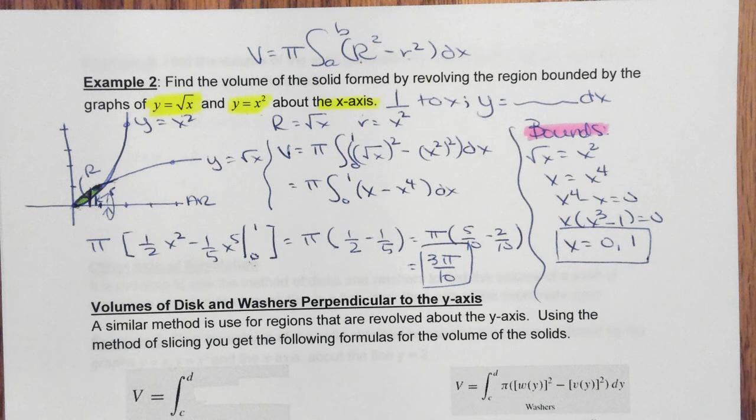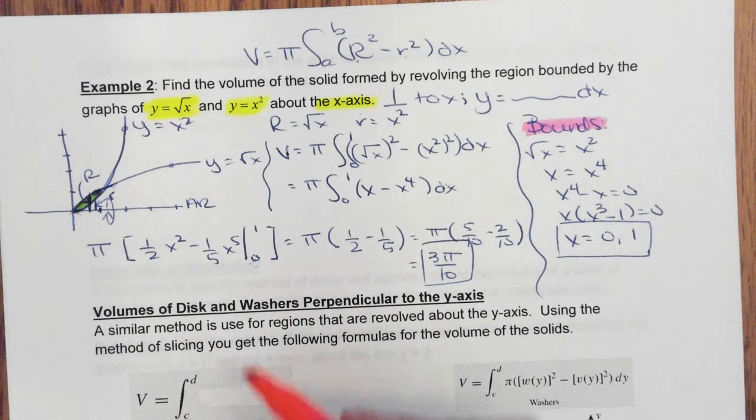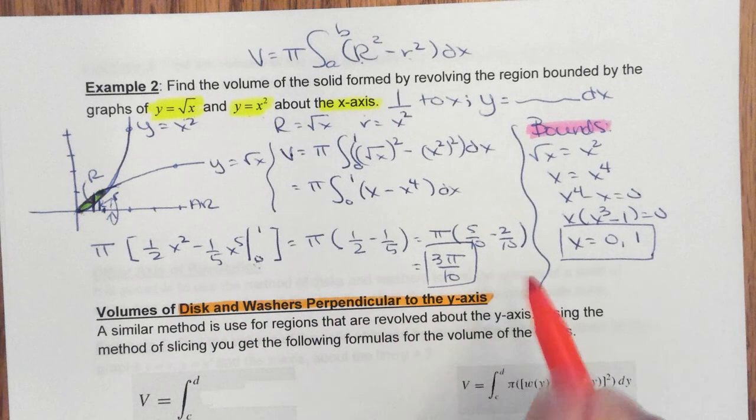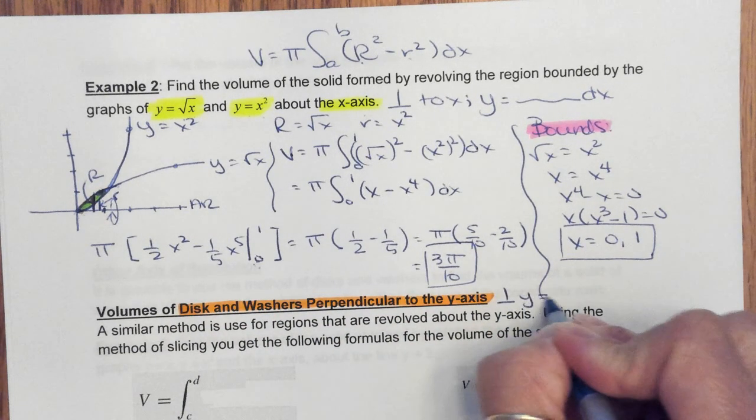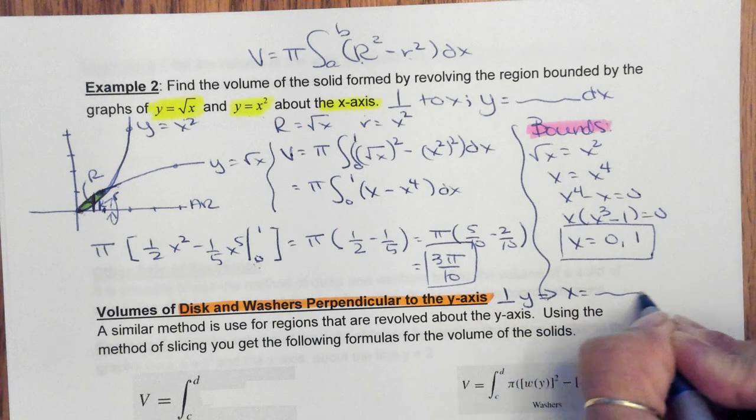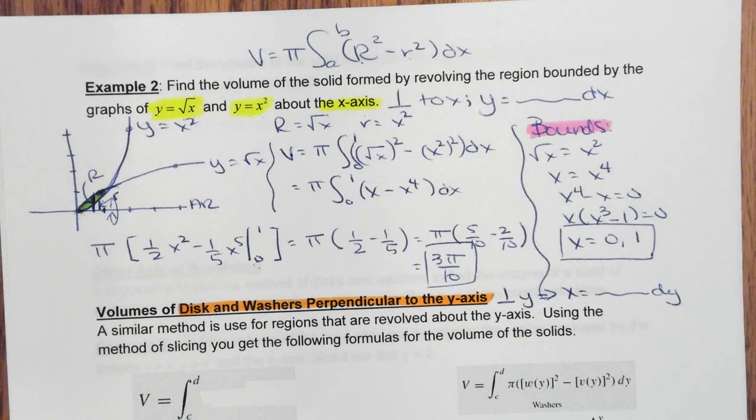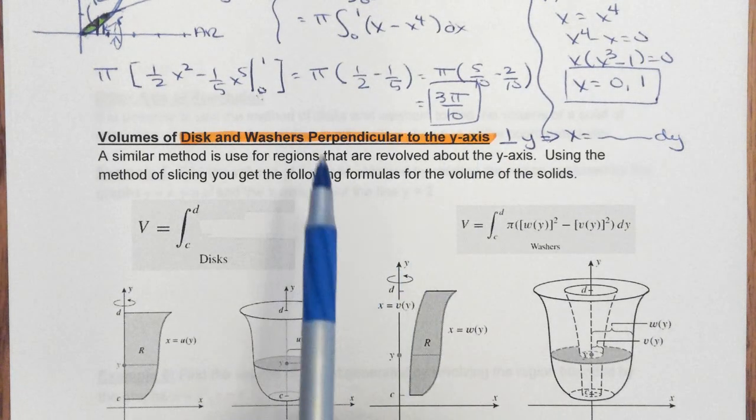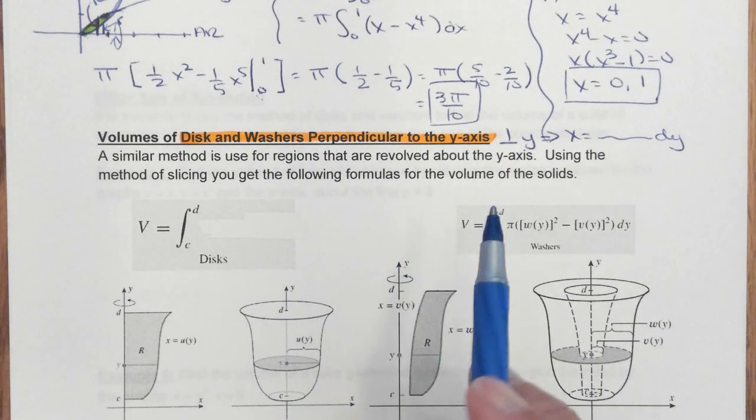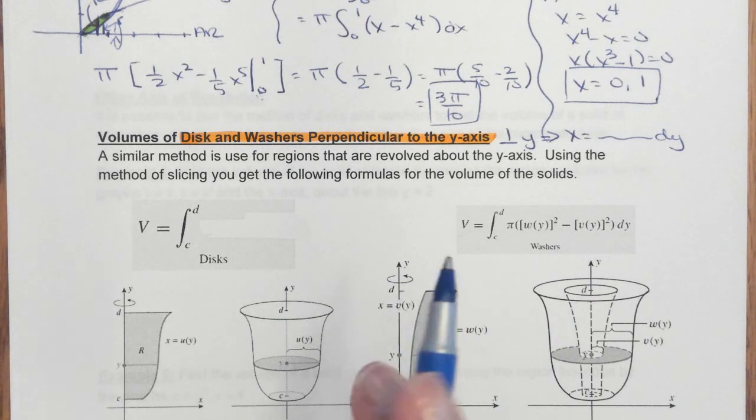Okay, so that was with respect to x. So we did a disk and a washer. Now we're going to talk about disks and washers perpendicular to y. Okay, perpendicular to y means our equation is in x equals, and this would be dy. So we'll have a similar method, okay, for both disks and washers. I'm going to move through this a little bit quicker because we've already seen it.